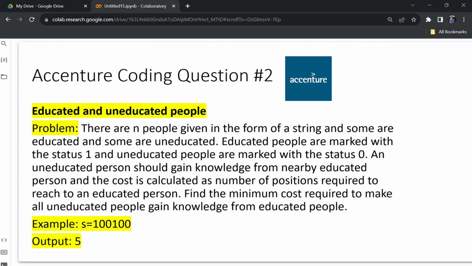Now coming to the third uneducated person. The third uneducated person can immediately go one position to the left. That is one option. Another option possible is he can go to the first educated person. The best option is he has to go to the second educated person and the cost involved is 1. Next, for the last uneducated person, the nearby person is this second educated person and the cost involved is 2 steps. Totally 1 plus 1 plus 1 plus 2, that is 5. So this is the problem given and we have to write a solution for this one.